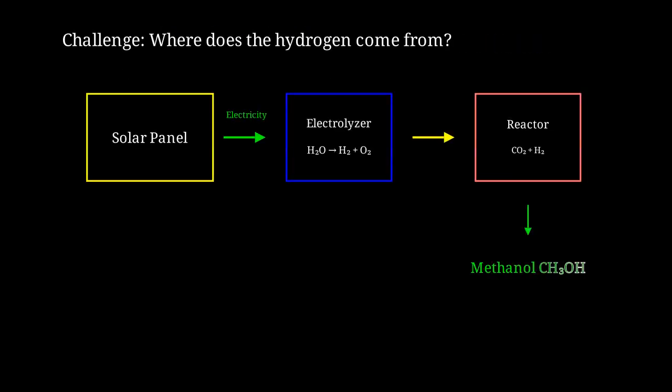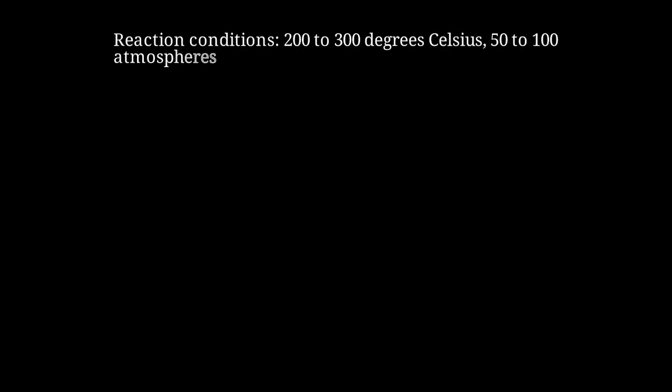This integrated system uses solar energy to split water into hydrogen and oxygen. The hydrogen then reacts with captured carbon dioxide in a reactor containing nanocatalysts to produce methanol. The reaction typically occurs at 200 to 300 degrees Celsius and pressures of 50 to 100 atmospheres. These conditions are significantly milder than traditional processes, thanks to the enhanced catalytic activity of nanoparticles.